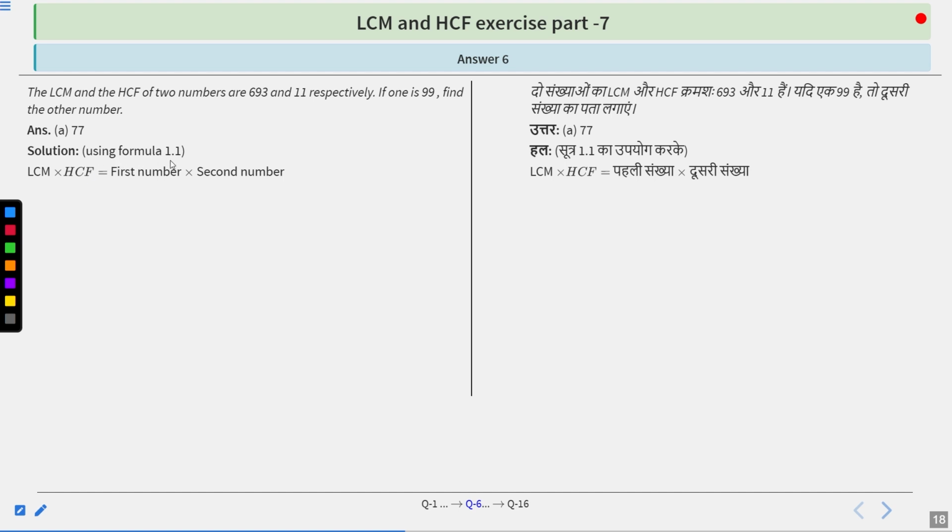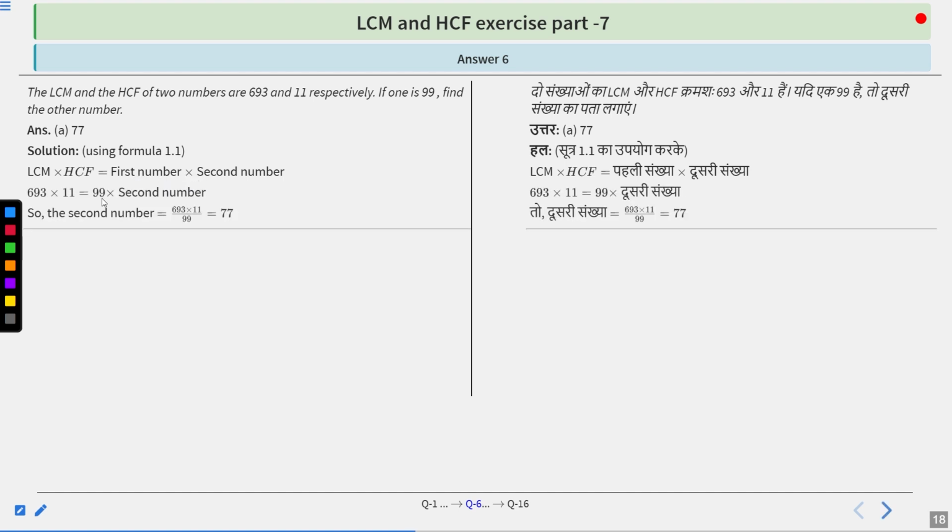Now, we know that formula 1.1 says that LCM into HCF is equal to first number into second number. Now there was LCM and HCF given, 693 and 11. So 693 into 11 is equal to first number into second number. One of the numbers was given, 99, into second number that we have to find. So from here second number becomes equal to 693 into 11 upon 99. That is 77. That means the other number was 77. Option number A is the correct answer.